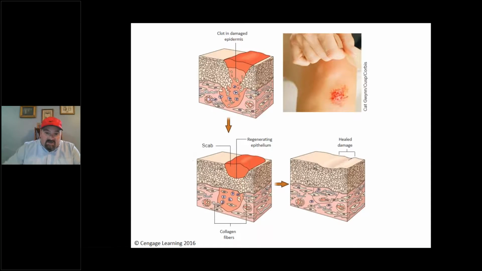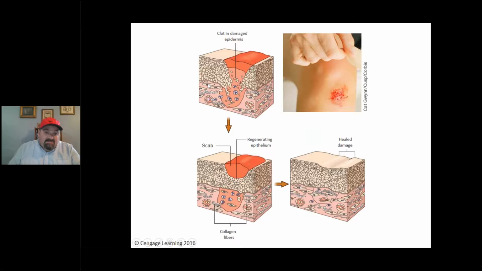So let's look at this image right here. You're seeing here the clot is in the damaged epidermis. The epidermis is the outer layer of the skin. The dermis is the supportive layer. Remember, the epidermis doesn't have blood vessels, but here there are blood vessels, and so they will enter into that area. Okay, so you'll see here, scab formation takes time, and it's going to then aid in the actual renewal of the epidermis.